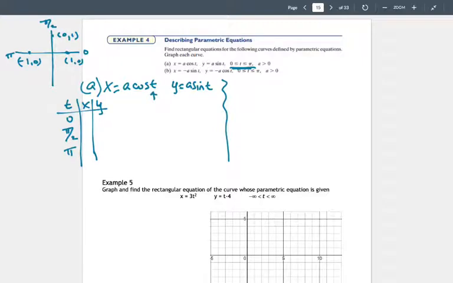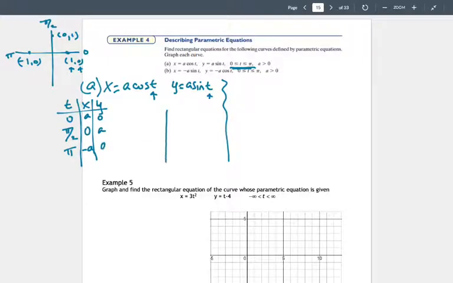So when I type in 0 for t, I do cosine of 0. Remember, that's the x value on the unit circle there at 0, so it's 1. So I'm doing a times 1, which is a. And then a times sine of 0, which is 0. So a times 0 is 0. When I do a times cosine of pi over 2, I get a times 0, which is 0. When I do a times sine of pi over 2, I get a times 1, which is a. When I do a times cosine of pi, I get a times negative 1, so negative a. And when I do a times sine of pi, I get a times 0, which is 0.